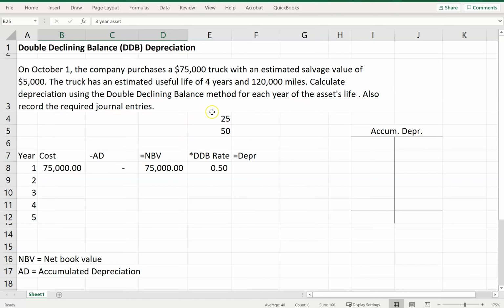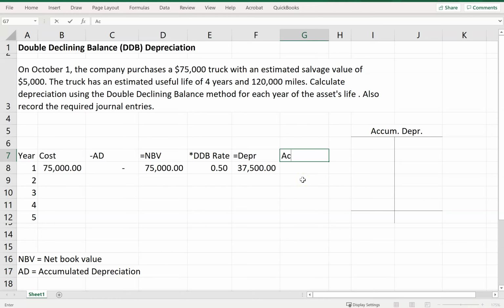You'll notice in our data set they gave us miles. Miles don't matter when you're looking at double declining balance. I'm going to delete these numbers just to clean things up so it's not so messy and confusing. Then we take our $75,000 net book value and multiply by our DDB rate, that 50%, and that gives us $37,500. That would normally be our depreciation expense for the year.